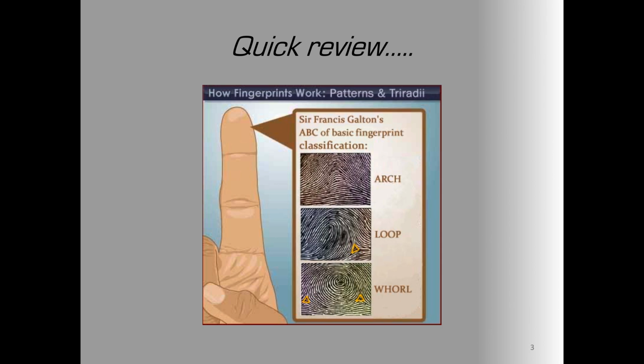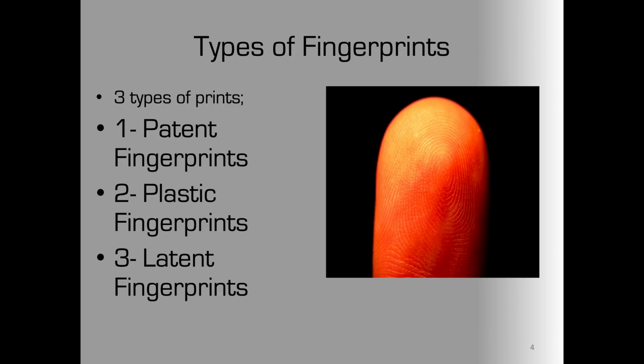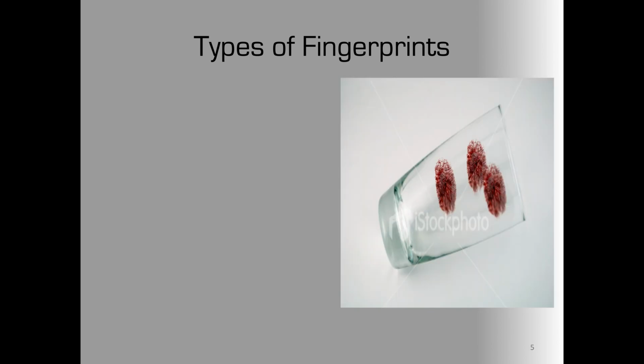You should be aware that there's subcategories of each and all the bits of minutia that could go into them, but those are the three main types, and that's what you'll be accountable for. So our print types, not the pattern types, but the type of print that could be left behind. The terms patent fingerprint, plastic fingerprint, and latent fingerprint, that's what I want to focus on here. So of these three, we'll start with a patent fingerprint.